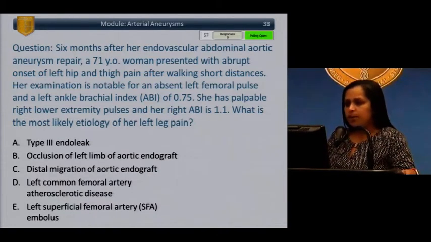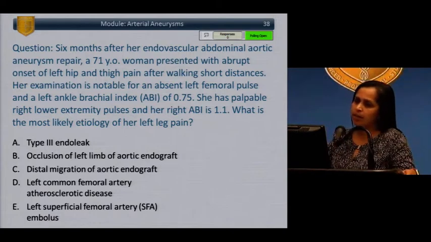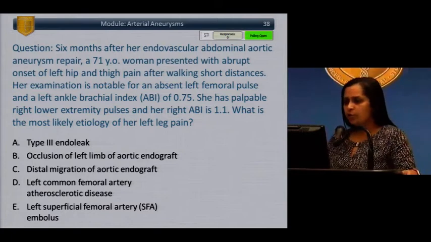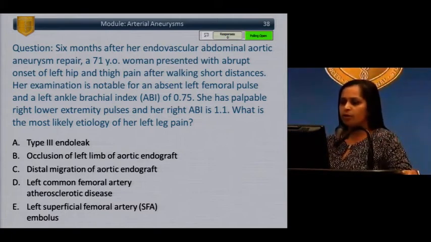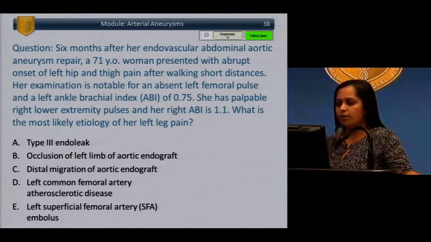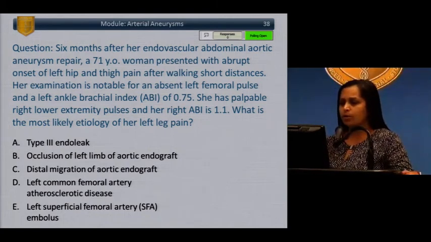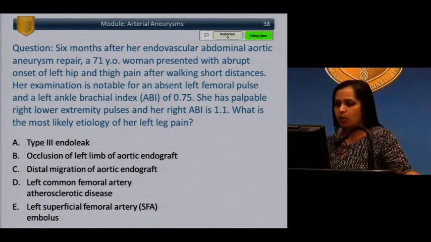Another question. Six months after her endovascular abdominal aortic aneurysm repair, a 71-year-old woman presents with abrupt onset of left hip and thigh pain after walking short distances. Her examination is notable for an absent left femoral pulse and a left ankle brachial index of 0.75. She has palpable right lower extremity pulses, and her right ABI is 1.1. What is the most likely etiology of her left leg pain?